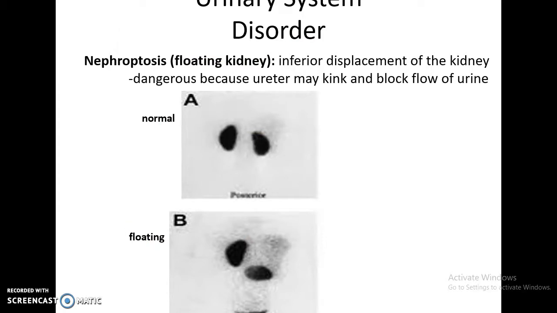Nephroptosis, or floating kidney, is when one of the kidneys becomes displaced from the posterior abdominal wall. As you can see here in B, one of the kidneys has been displaced. This can lead to major problems because the ureter can become kinked and prevent the flow of urine to the urinary bladder.